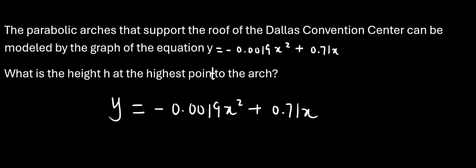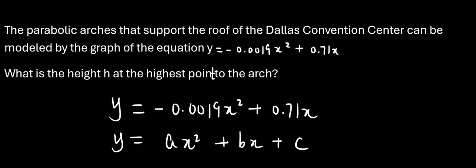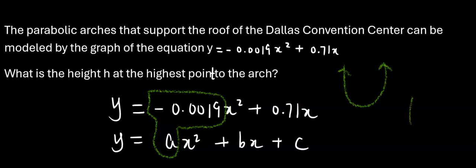And remember, our standard form says y equals ax squared plus bx plus c. Now, what does a do for us? A can tell us whether the graph opens upwards or downwards. Since in this case, a is negative 0.0019, the graph is going to open downwards. And we're going to look for the extremum. Extremum here is our maximum value.